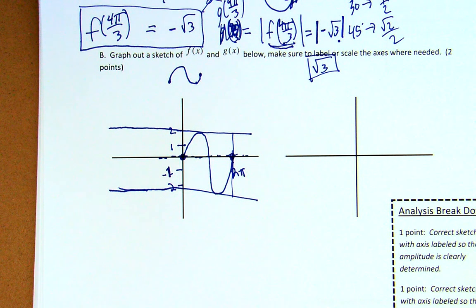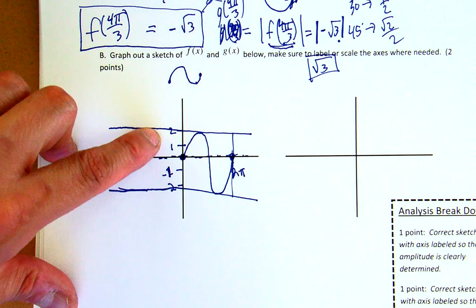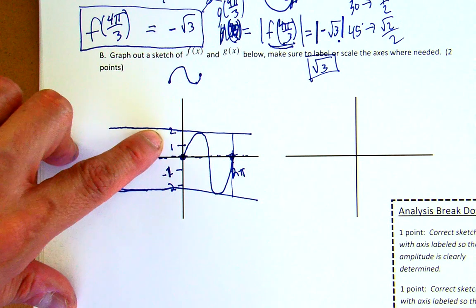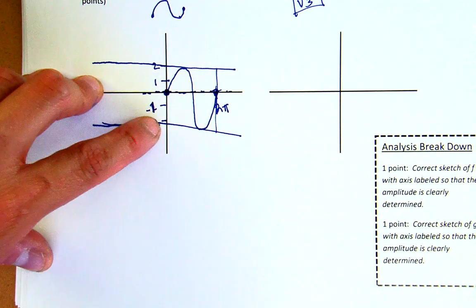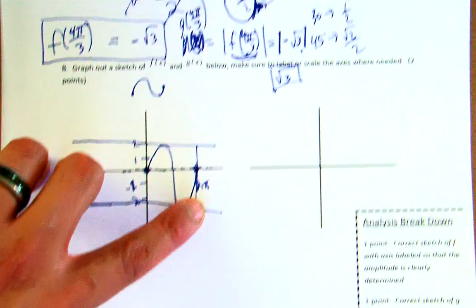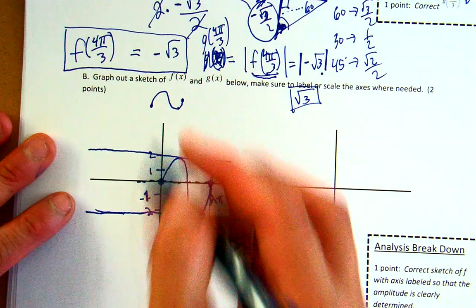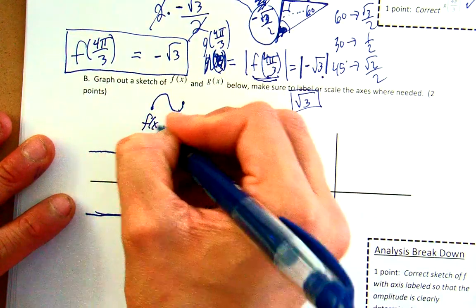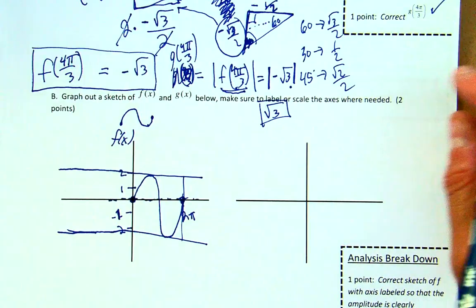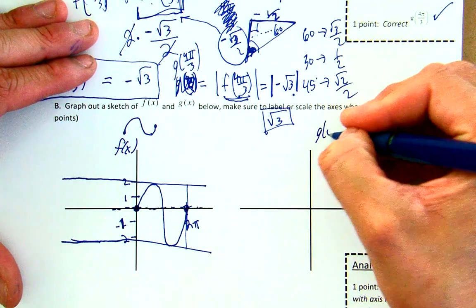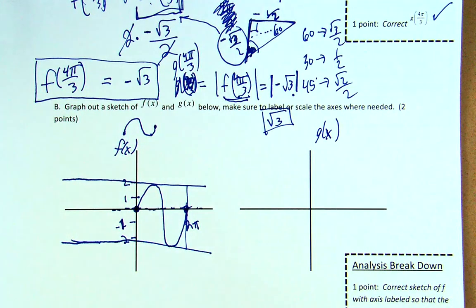And now we have to label it. Notice, you have to label or scale it. You have to label your axis. Right? So, this is, wait, which function is this? F of x. Please label f of x above. Now, on here we're going to label what? G of x.